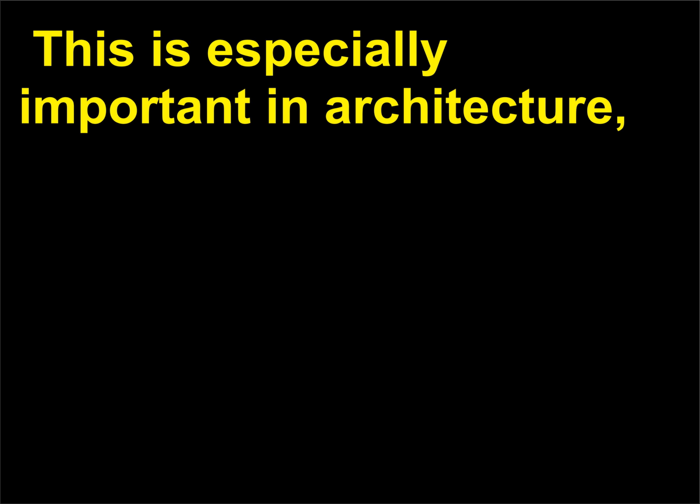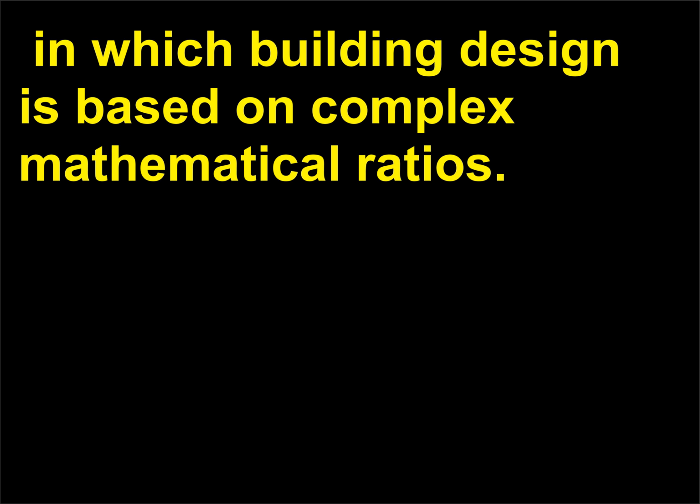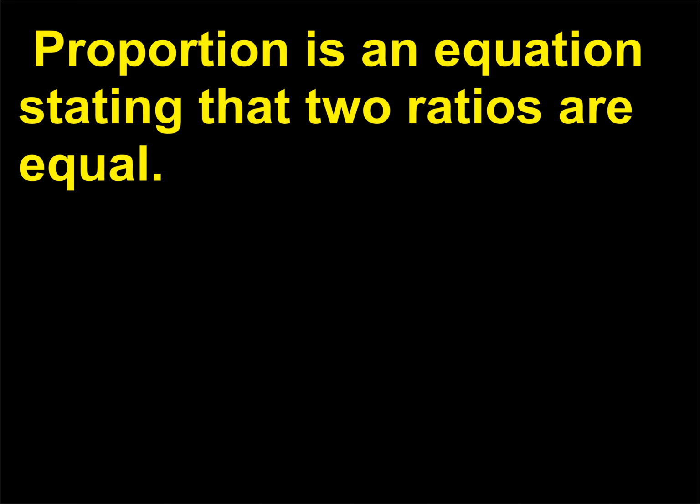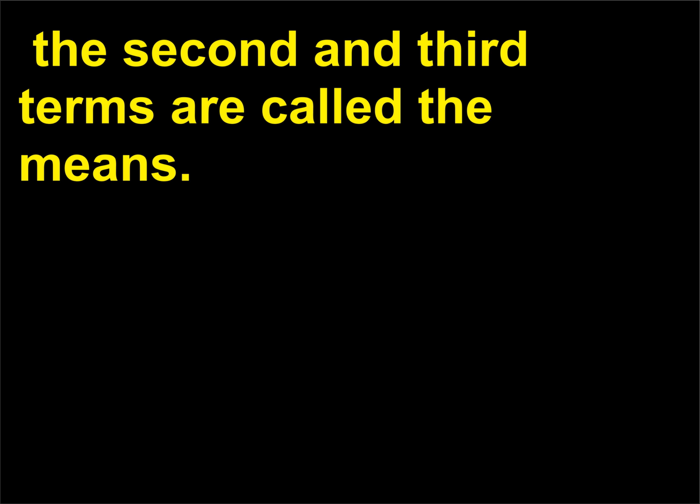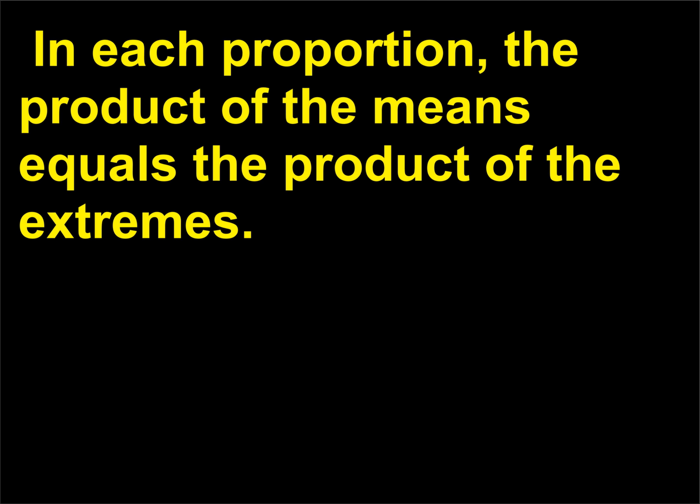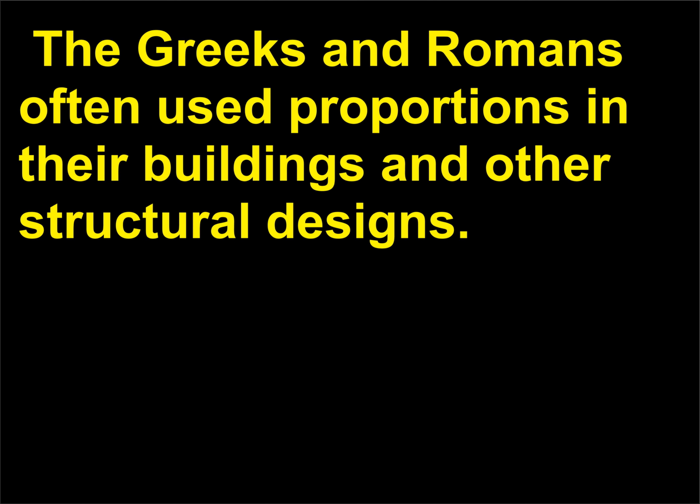This is especially important in architecture, in which building design is based on complex mathematical ratios. Proportion is an equation stating that two ratios are equal. Every proportion has four terms, with the first and fourth terms being the extremes. The second and third terms are called the means. In each proportion, the product of the means equals the product of the extremes. The Greeks and Romans often used proportions in their buildings and other structural designs.